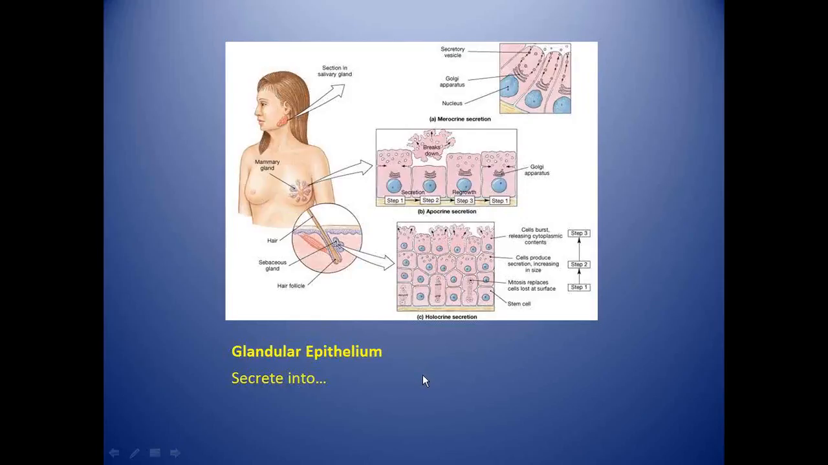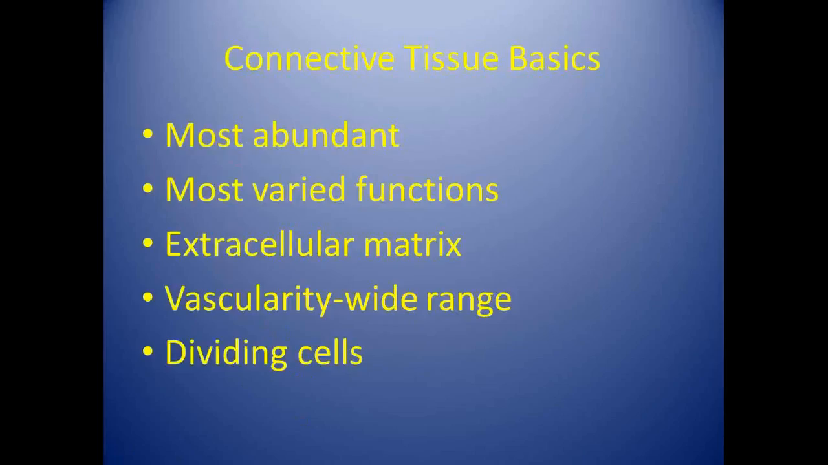If we're looking at glandular epithelial, we talk about them secreting into the bloodstream, for example, or into something else. Those can be things like oil glands, salivary glands, things along that line. Then we have another category or type of tissue, and this one has the widest variety, and there's a lot of different types.